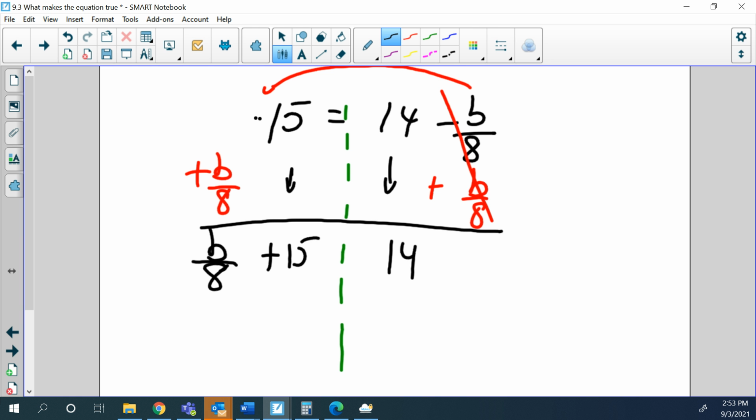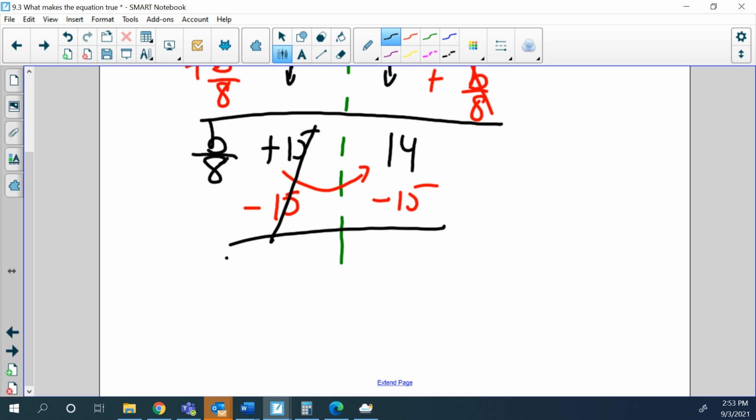Now I want the numbers on the right side. There's a plus 15 here. It does not belong there. So it needs to be on this side. Again, opposite operation. I'm going to minus a 15 here and a 15 on the right side. I draw my line. That goes away. And so I'm left with b over 8. And that's equal to 14 minus 15 is negative 1. Okay.